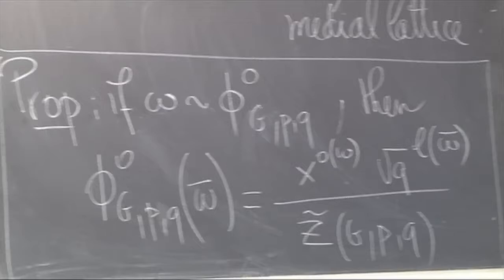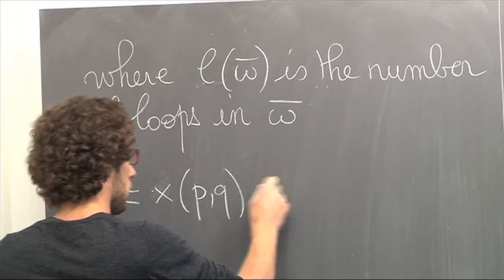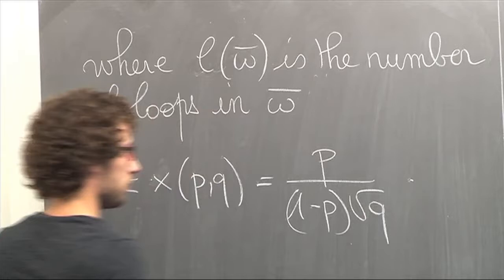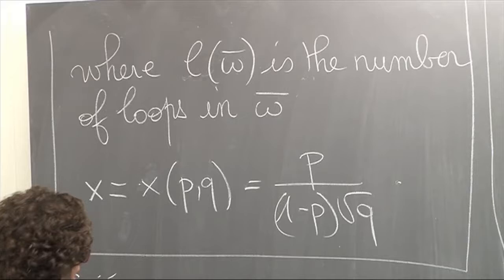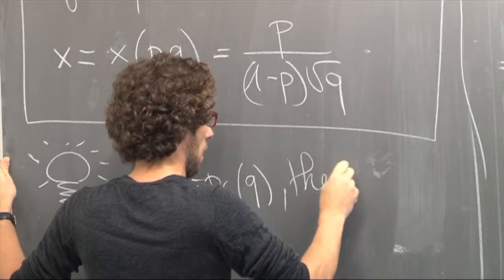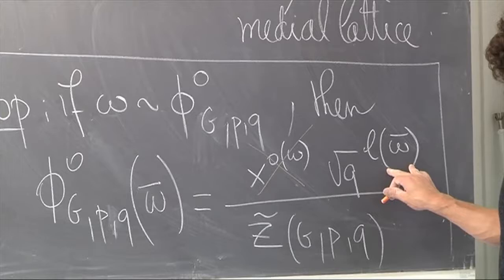We express it in terms of number of loops. We still have O of omega, but it's x to the O of omega, and x is equal to x of pq. It's equal to p over 1 minus p times square root of q. And the observation that you should make yourself right away is that if p equals pc of q, then x equals 1. So at the critical point, this term disappears. And we have an expression on omega bar which involves only the number of loops. It's square root of q to the number of loops.